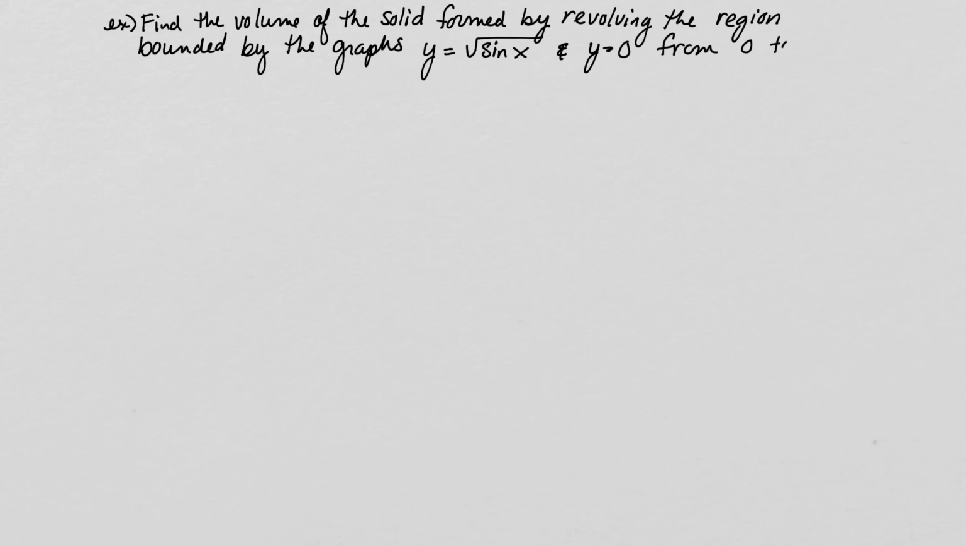So, find the volume of the solid formed by revolving the region bounded by the graphs y equals the square root of sine x and y equals 0 from 0 to pi about the x-axis. So I'll give you guys a minute to copy that down here.